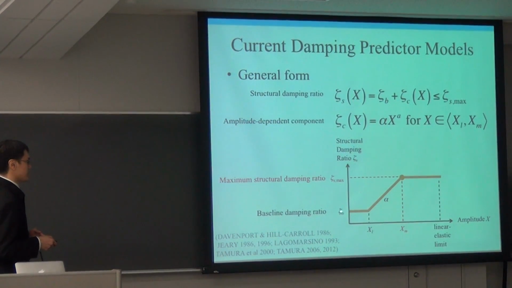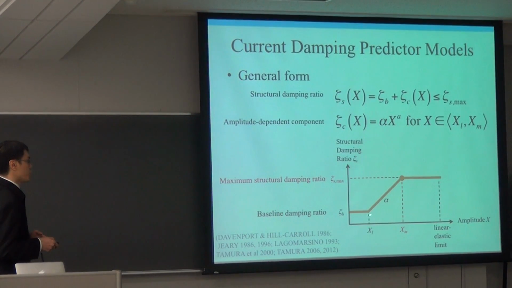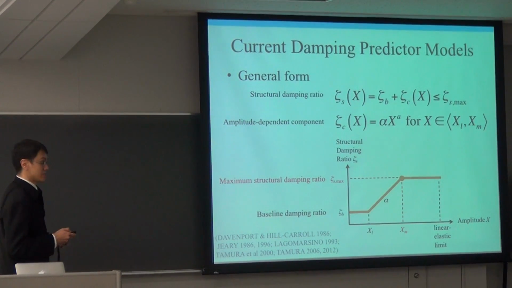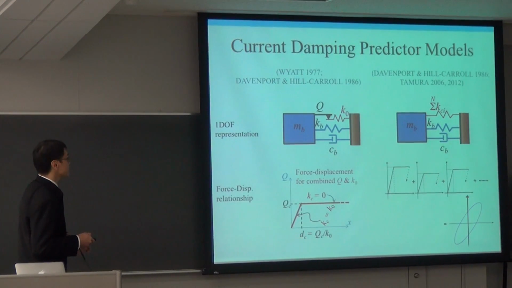Visually, these equations look like this. There's a baseline damping up to a certain low amplitude point, and then damping starts to increase with amplitude. And at a certain point, the damping stops increasing and maintains a constant maximum value at higher amplitudes. And of course, for wind-resistant design, we're concerned only up to the linear elastic limit of the structure.